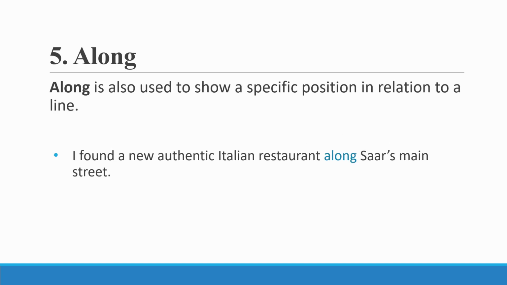Along is also used to show a specific position in relation to a line. I found a new authentic Italian restaurant along Main Street. The Italian restaurant is positioned on the street, which is considered the line.